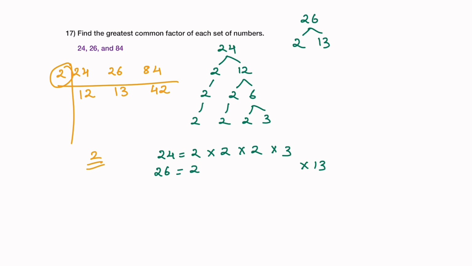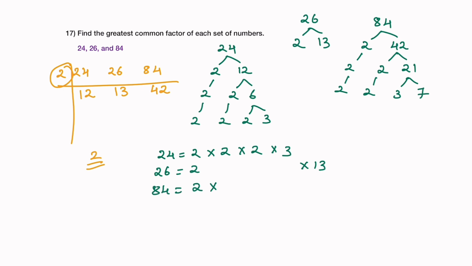Right? And then 84, the last number. That's 2 times 42. Easy to divide, right? And then 42. So this 2 comes down. 42 is 2 times 21. 2 down as it is. And 21 is 3 times 7. So we write 84 equals 2 times 2 times 3 times 7.